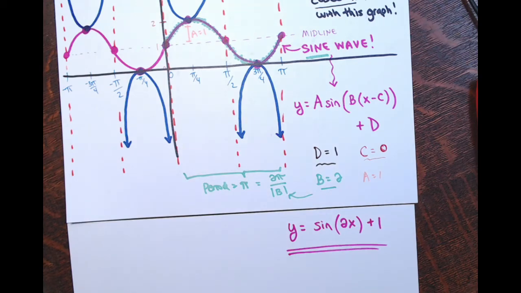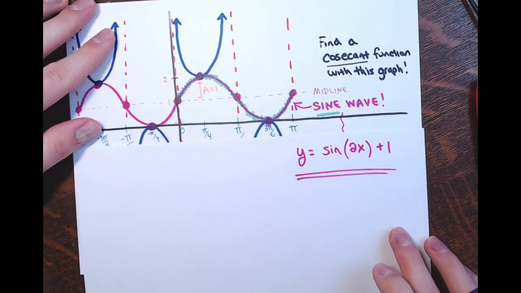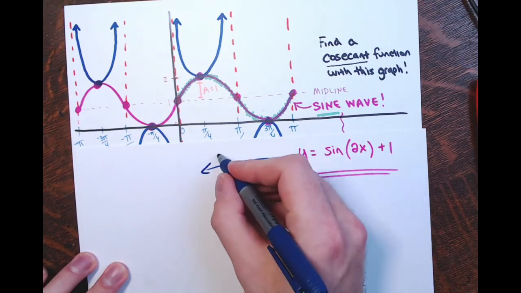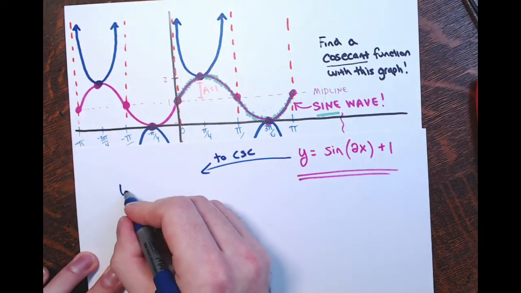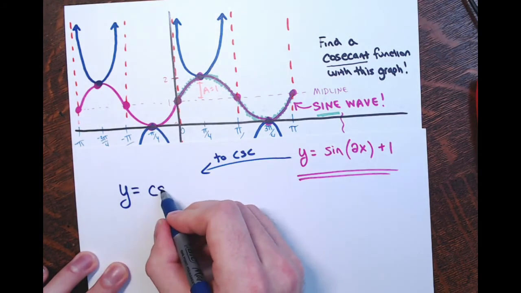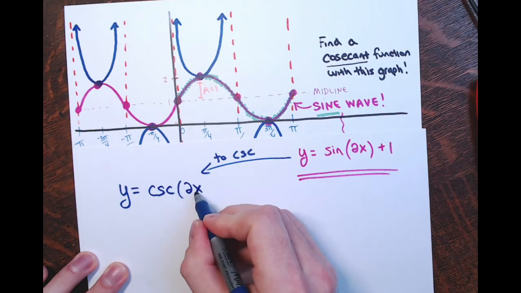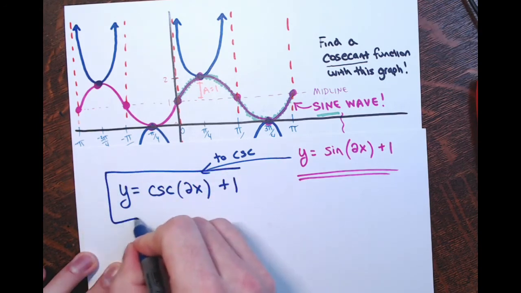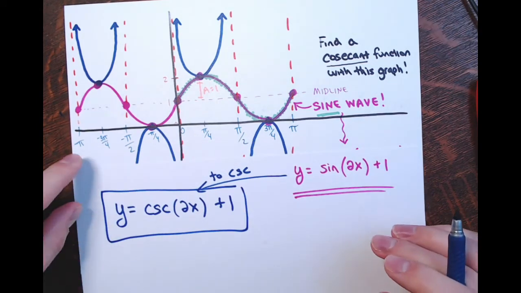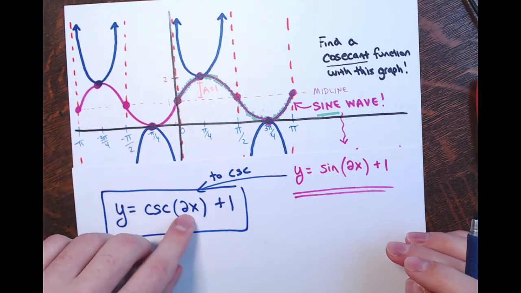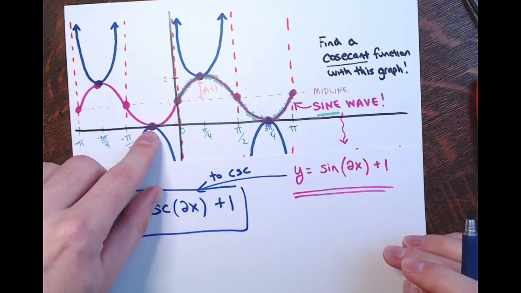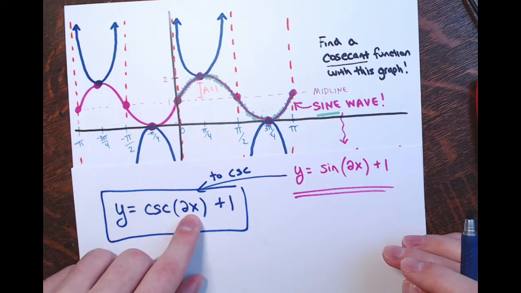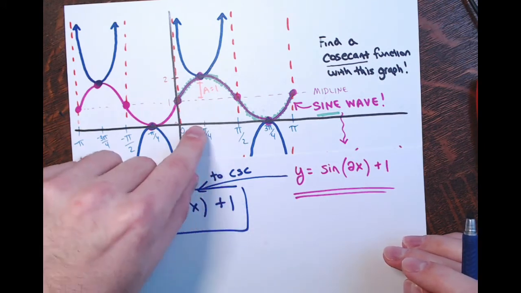So hopefully that's easy. Then change to cosecant. So the equation for this U-shaped graph here is y equals the cosecant of 2x and then plus 1. And you can double check, plug in points. If I plug in negative pi over 4, that'd be the cosecant of negative pi over 2, which would be negative 1, and then plus 1 would be 0, and it's negative pi over 4, 0. If I plug in pi over 4, I get the cosecant of pi over 2, which is 1, plus 1 is 2, pi over 4, 2.